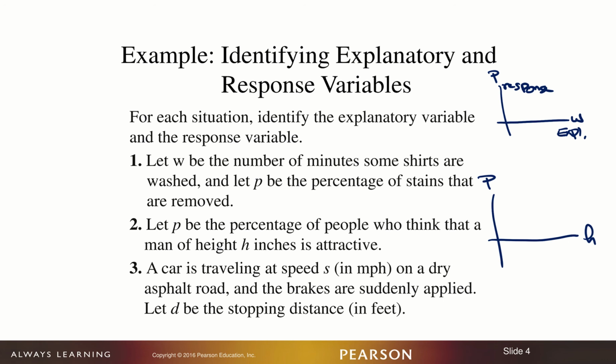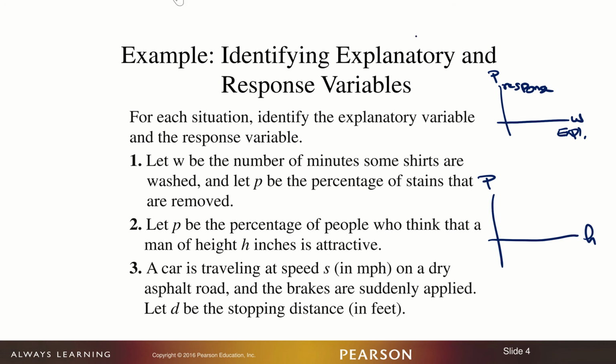And again, it would not make sense to look at it the other way around, like seeing the percentage of people who think that a man of height h is attractive affecting the height of the individual, right? So basically, only in one setting does this make sense, with h being the explanatory variable and P being the response variable.